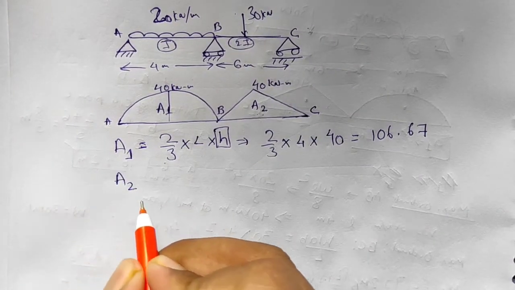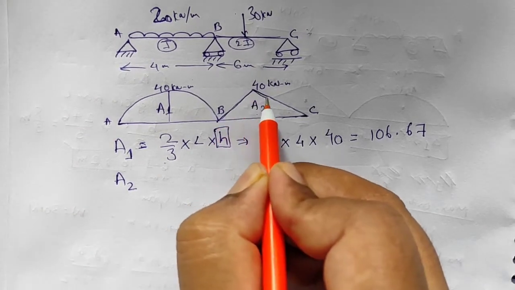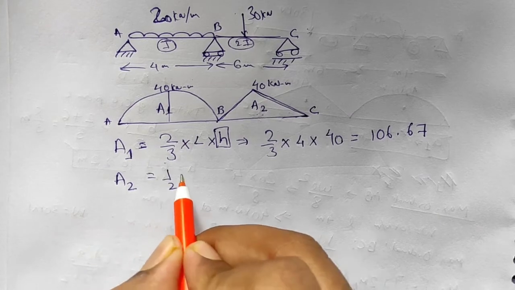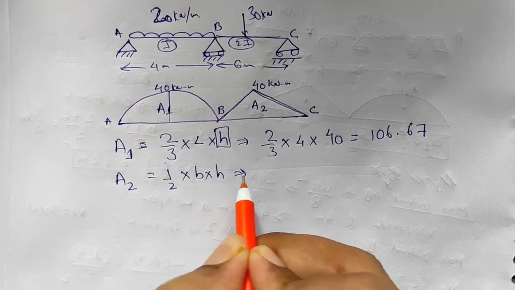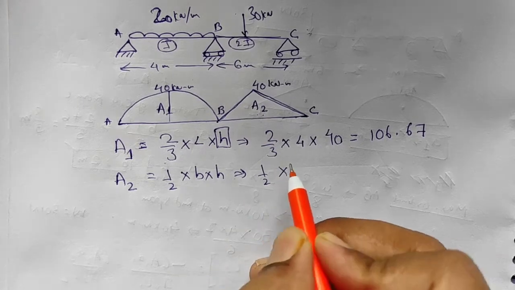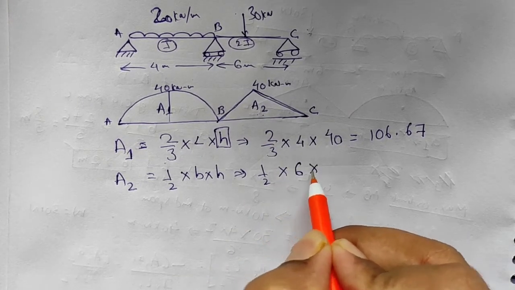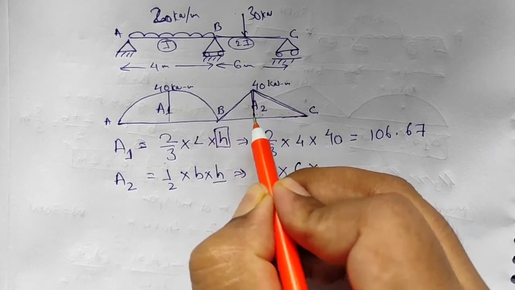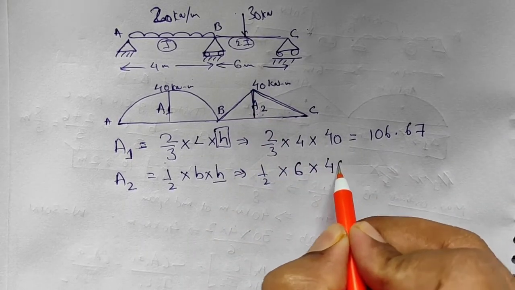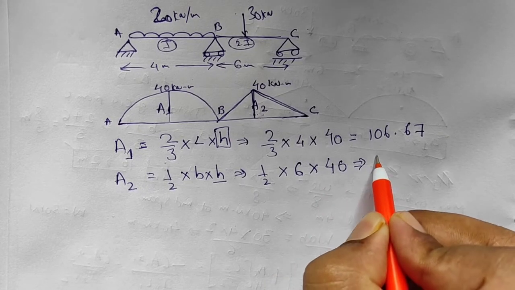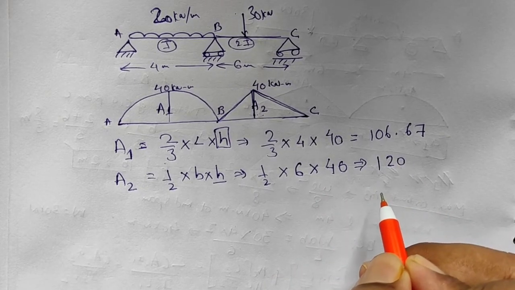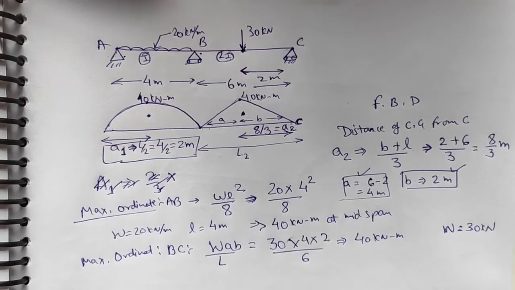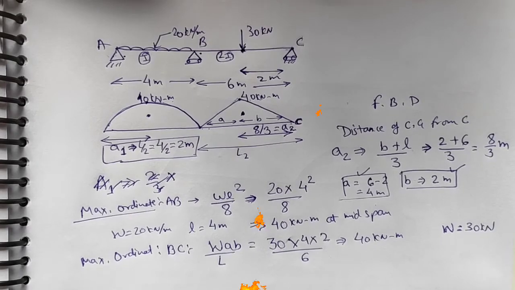Again I'll find the area of A2, that is the area of this triangle. As we know, the area of a triangle is equal to half B into H. So here it will be half, the base will be equal to the length of the beam, that is 6 meter, and the height is the value of the maximum ordinate, which is 40. So my value will now be equal to 120. In this way we can find out the area. Hence my findings from the question have been completed.